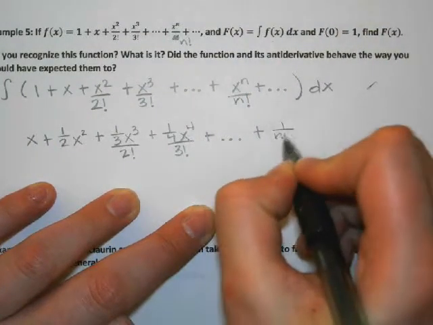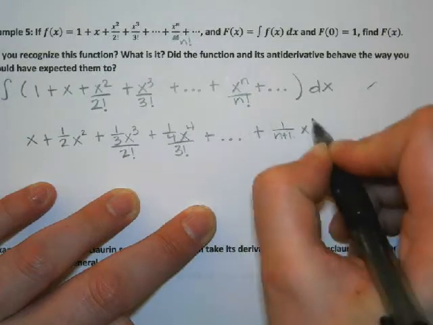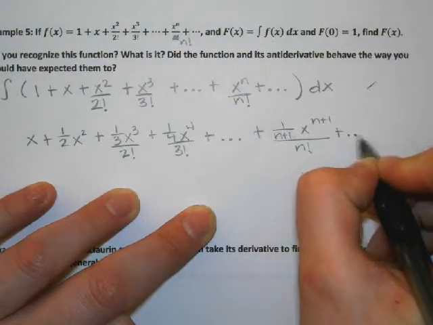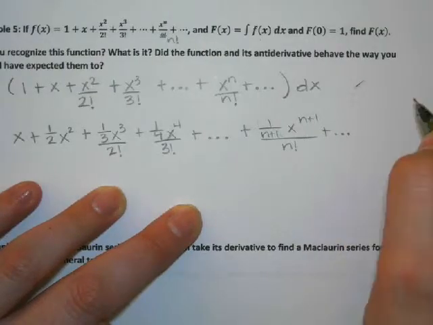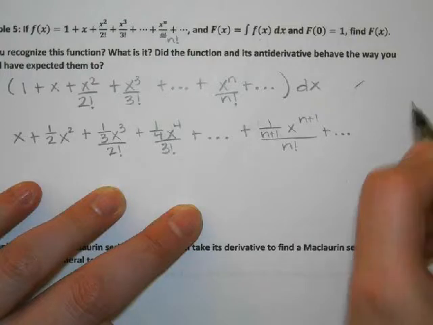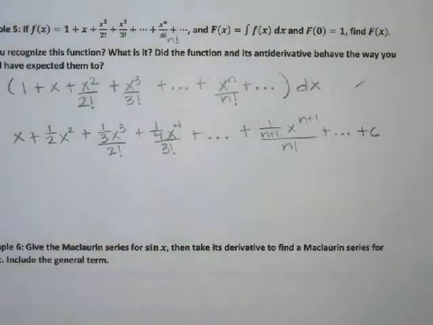1 over n plus 1 x to the n plus 1 over n factorial. And what goes on the very end? Plus c.